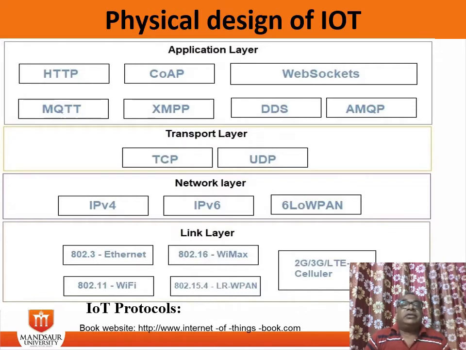The first one is 802.3 Ethernet. Ethernet is a set of technologies and protocols that are used primarily in LAN, local area network. It was first standardized in 1980 by the IEEE 802.3 standard, and this defined the physical layer and medium access control, that is the MAC sublayer of the data link layer, for wired Ethernet networks. Ethernet is classified into two categories: classical Ethernet and switched Ethernet.